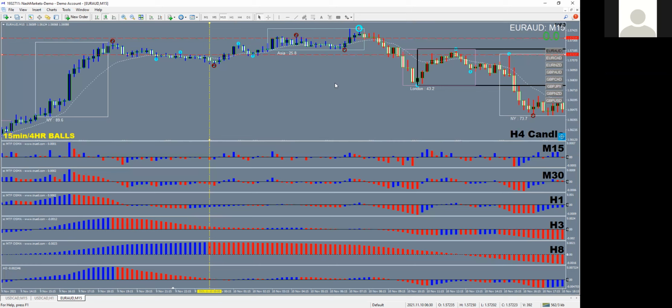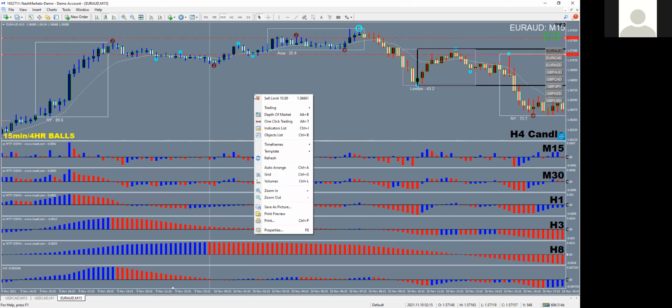Which pair do you want to go to? You pick. So you just delete all the lines and put it on this one, and then go to whichever pair you want to go to. Go to any pair you want to. But delete all the lines first. Don't want to see all of them.